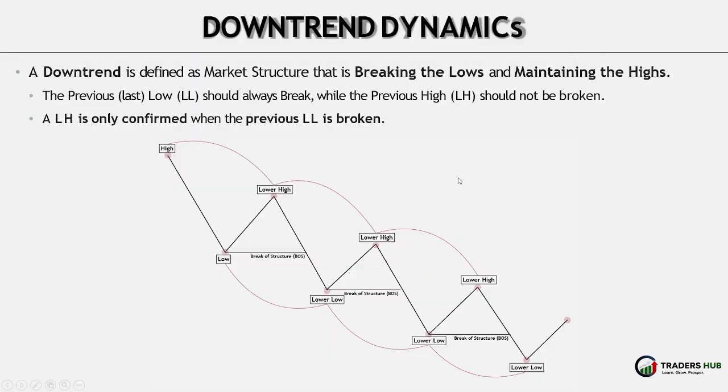Moving forward, downtrend dynamics. A downtrend is defined as market structure that is breaking the lows and maintaining the highs. Exactly vice versa of an uptrend. This is the high. You can see that once we printed this low, the price retraced back inside to form an internal structure, but this high does not break the previous high.